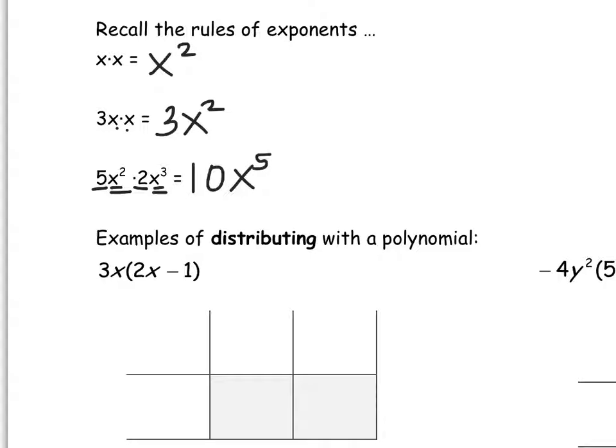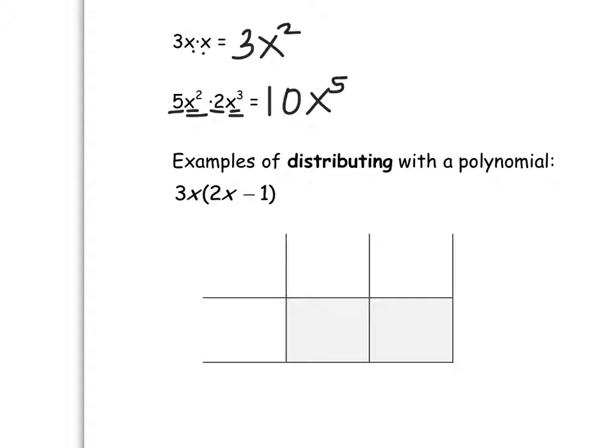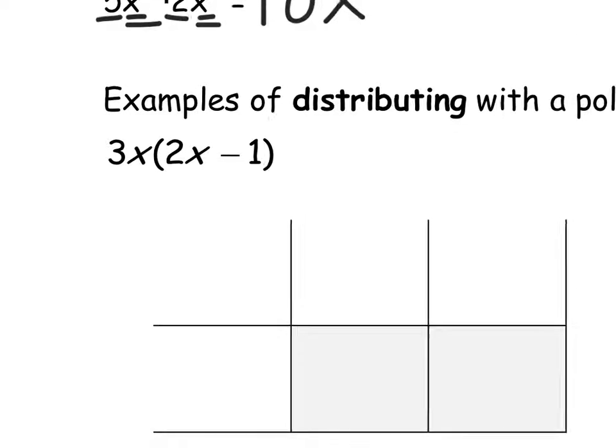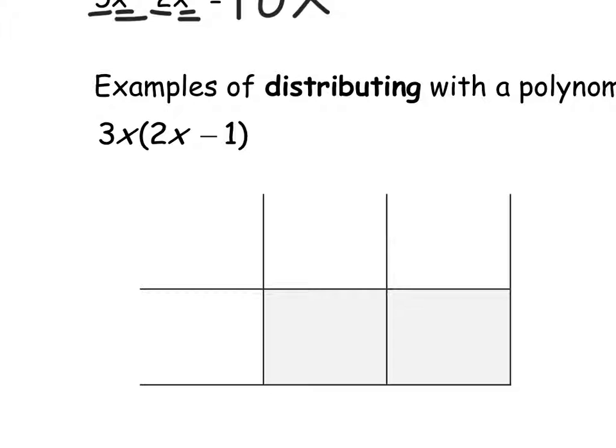Alright, so here's examples of how to distribute with a polynomial. The only thing different when we distribute with a polynomial is that the number out front of the parentheses is more than just a number. It also is going to have a letter, and sometimes it will have an exponent. So to multiply this, we are going to essentially just distribute the 3x, but we're going to talk about a strategy to stay organized when we do that.